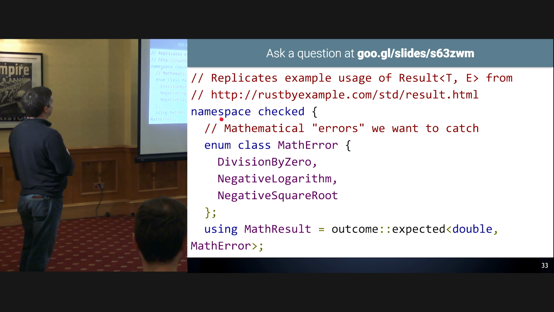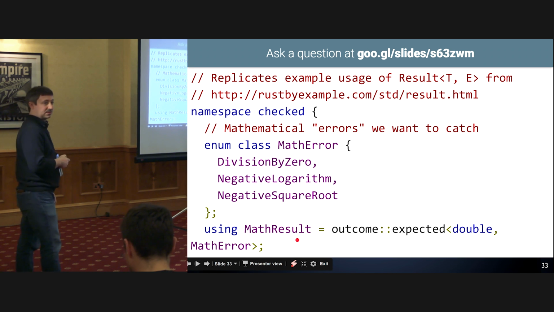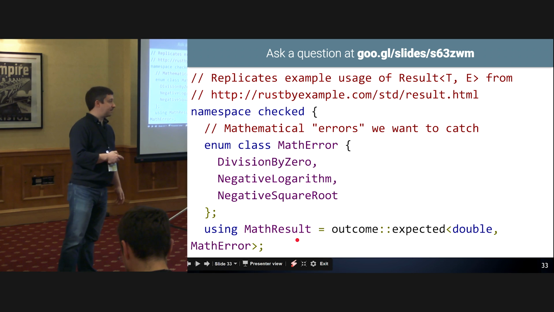So here we have namespace checked, because that's what Rust used. Here are the mathematical errors that we want to catch. This is going to be our error code domain, and you might notice it's a strongly typed enum. So this math error can be division by 0, negative logarithm, or a negative square root. And down here we typedef the expected, taking a double as the expected value and math error as the unexpected potential value, and we put them into an expected and map them into math result. The reason we chose math result is because that's exactly what the Rust example uses. Does that make sense so far? Okay.